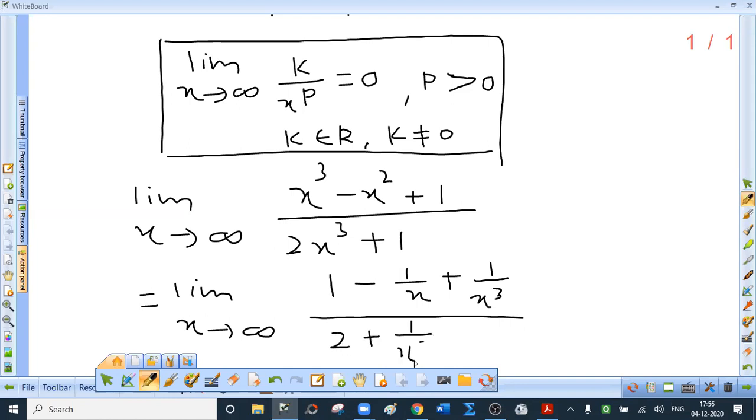Can I take the limit? Yes, I can. So this is simply 1 minus 0, because of this standard limit, plus 0, divided by 2 plus 0. So what is the final answer? It is nothing but 1 upon 2. Okay.